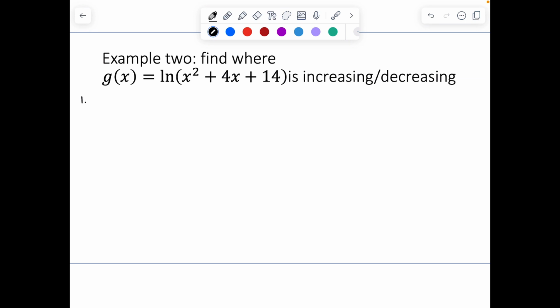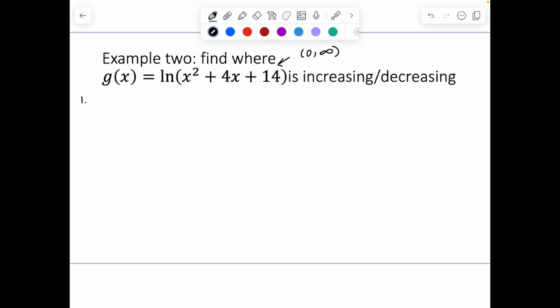Find where g of x equals the natural log of x squared plus 4x plus 14 is increasing/decreasing. So one thing to know, and this doesn't really impact this problem that much, but just so you know, the natural log is only defined between 0 and infinity. So this could not equal a negative number. That would not be within the domain. So just keep that in mind, but we'll continue, just a side note.